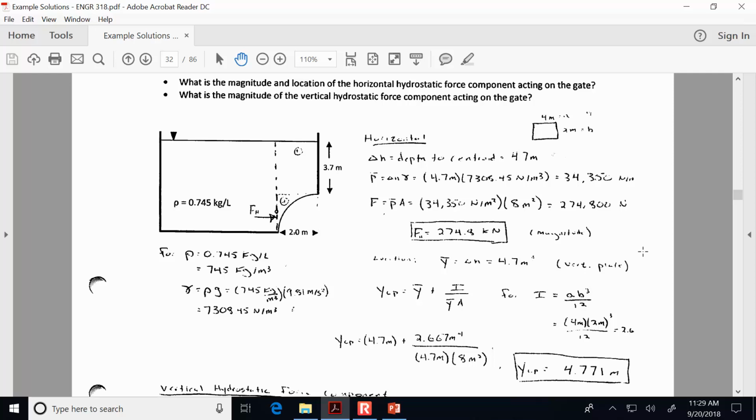And we still have to keep the projection in mind when we're calculating the area moment of inertia. We calculate the area moment of inertia for the vertical projection, meaning that it has a width of 4 meters and a height of 2. So that when we're calculating the I of 2.667, we can substitute that into the Ycp formula. So the hydrostatic horizontal force is located at a depth of 4.771 meters. Did anybody else get that same thing?